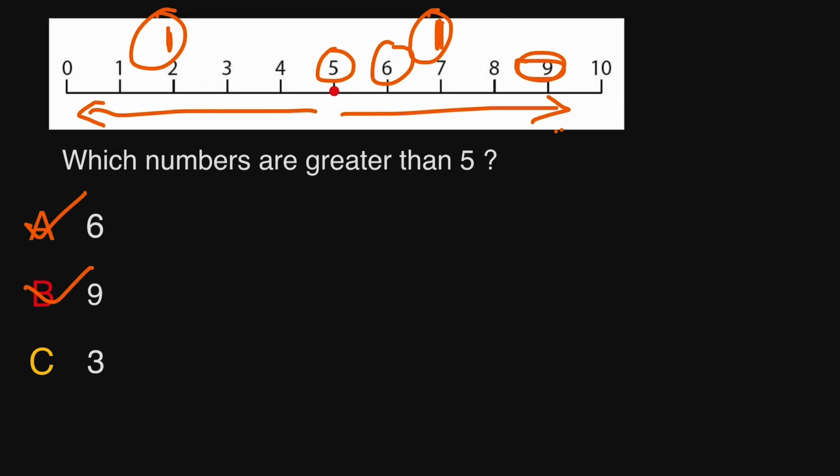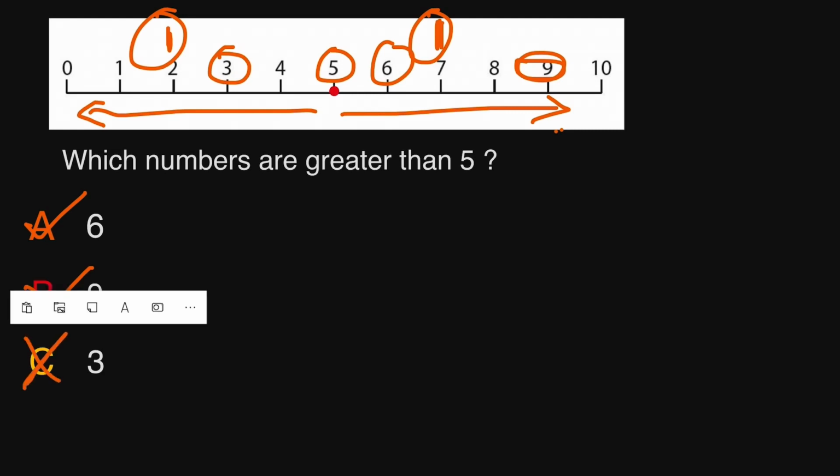And then last one is 3. So again, is it to the left of 5 or to the right of 5? Well, here it is. To the left of 5. That means it's smaller than the number 5. So this one is not a number greater than 5. There we go.